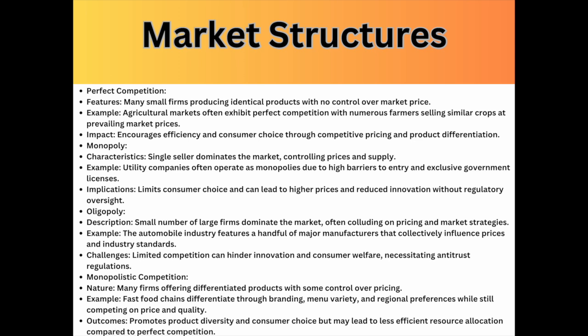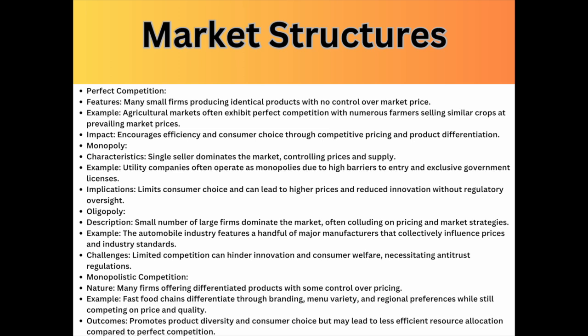Monopolistic competition. Many firms offering differentiated products with some control over pricing. For example, fast food chains differentiate through branding, menu variety, and regional preferences while still competing on price and quality. Outcomes are that it promotes product diversity and consumer choice, but may lead to less efficient resource allocation compared to perfect competition.